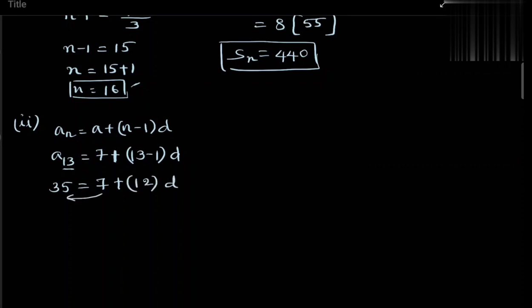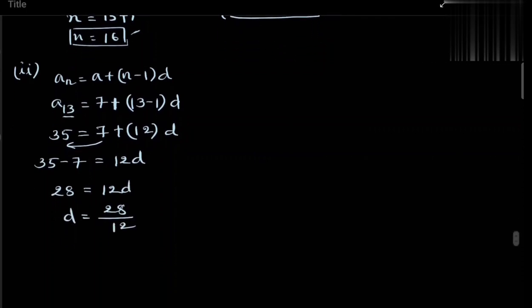So move 7 to this side. So it will become 35 minus 7 is equal to 12d. So 35 minus 7, it will become 28 is equal to 12d. So d is equal to 28 divided by 12. 28 divided by 12, it will become d is equal to 7 by 3. So therefore the common difference is 7 by 3.